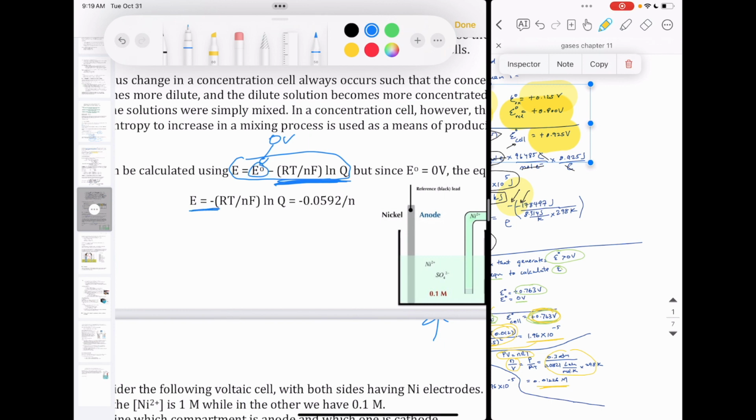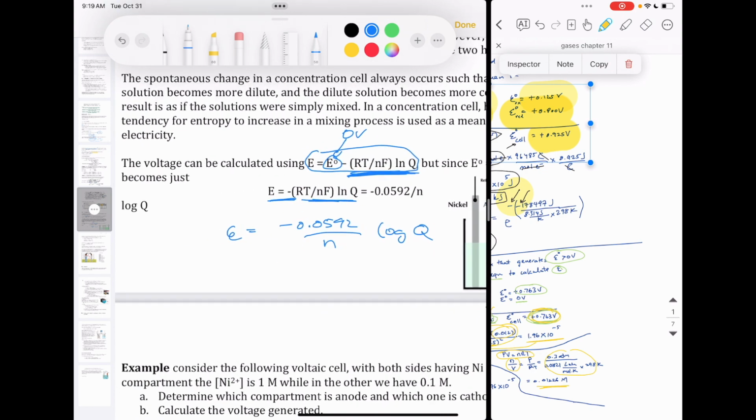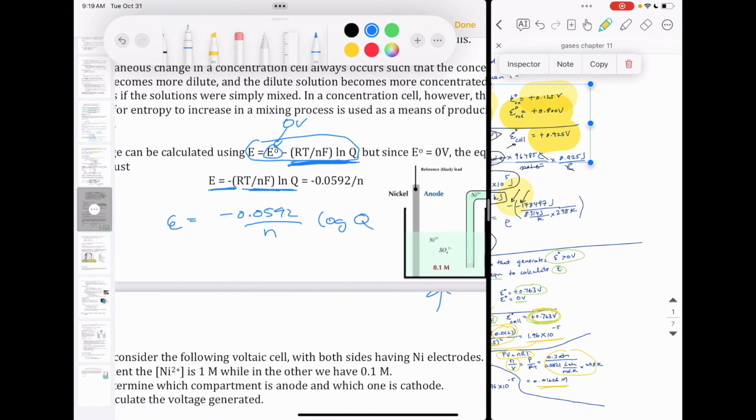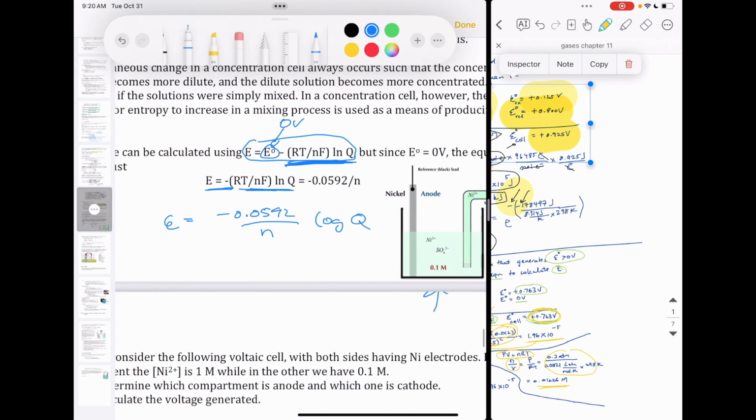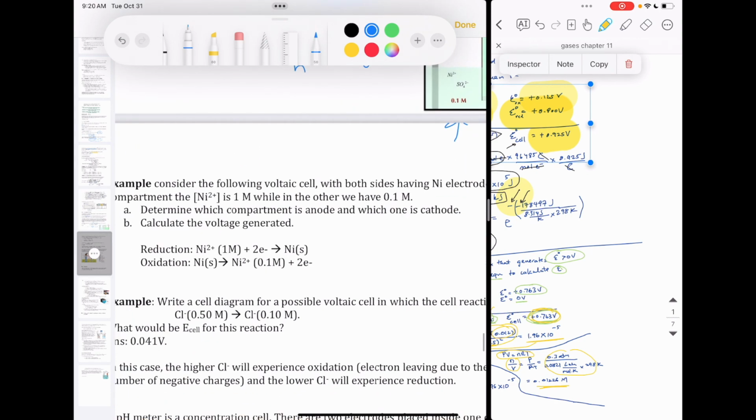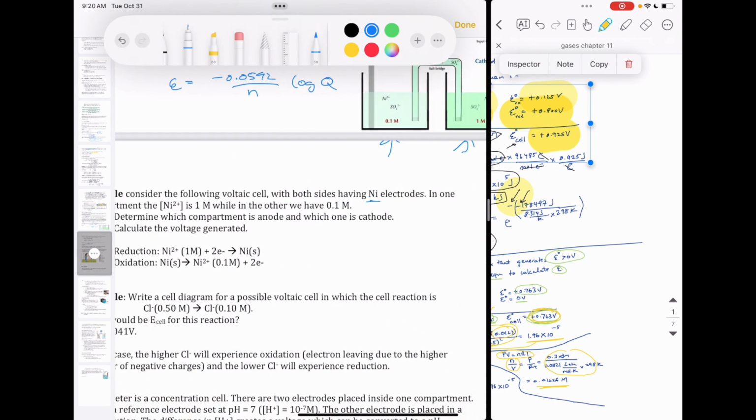The simple way is, again, using this Nernst equation, understanding that the E naught here is going to be 0, so the voltage comes directly from this negative RT over nF ln Q component of the equation. And again, that could be written as negative 0.0592 over n log of Q. So this would be the actual voltage that comes from the concentration cell.